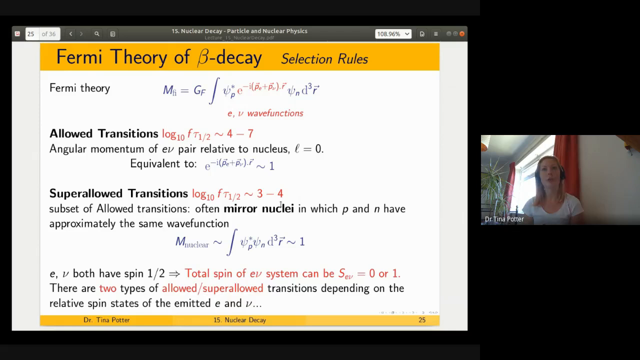Now let's have a look at these allowed and super allowed transitions where they're not released with any orbital angular momentum, so L equals 0. Let's have a look at what we can get.